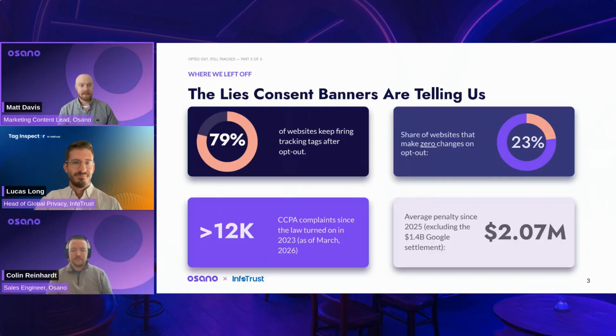So all that's to say, it's important to solve this problem of tracking tags firing even after a consumer indicates that they don't want to be tracked.